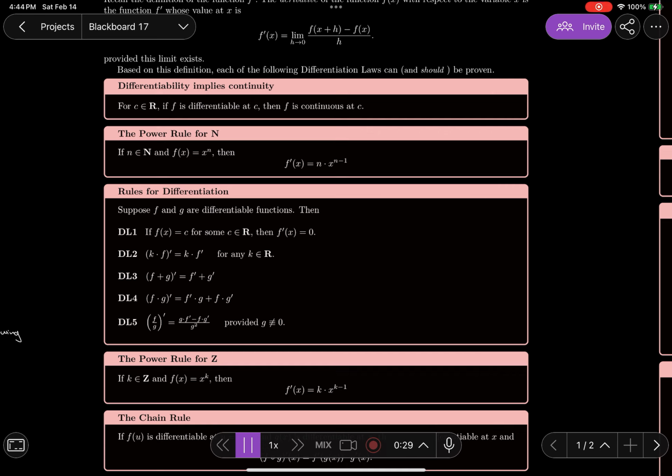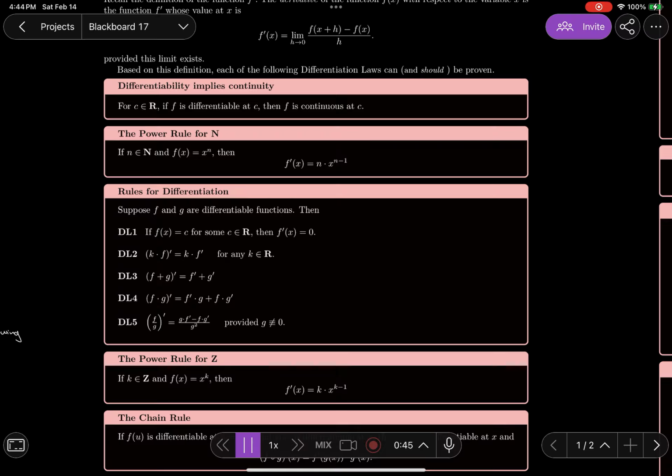This is our results of calculus PDF that we have on the Canvas page. We know that if a function is differentiable, then it's continuous. We know we have this fancy thing called the power rule for the natural numbers. So it started with just the natural numbers.